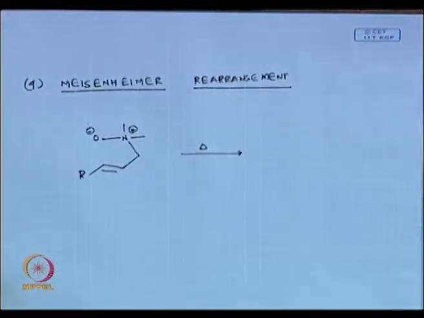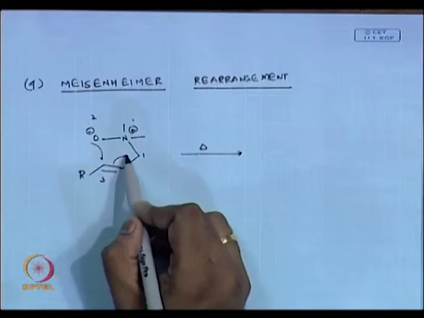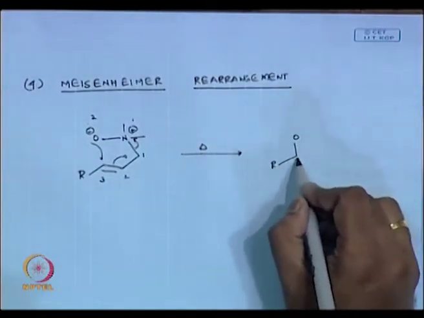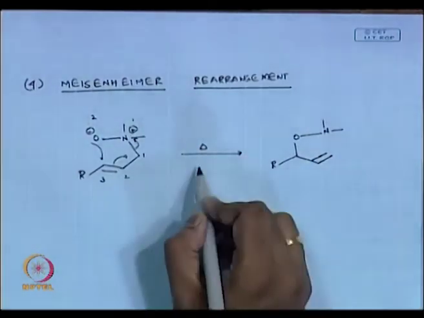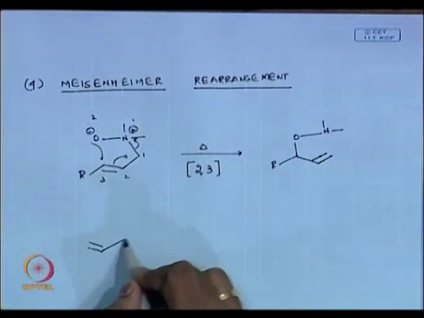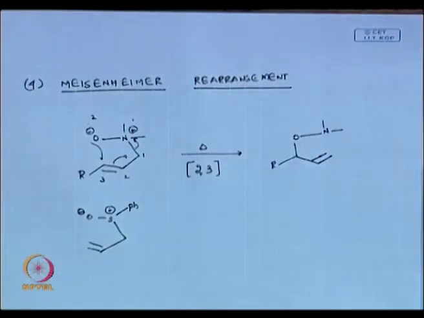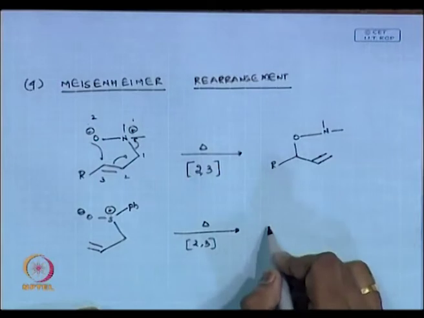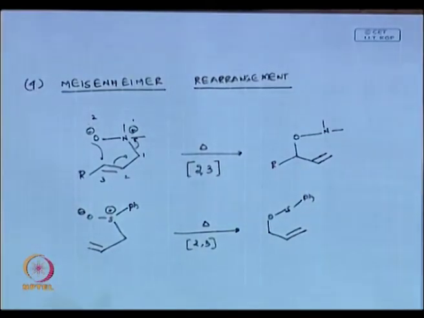If you number it, 1, 2, 1, 2, 3. Right. 2,3. Even the same reaction you can try with sulfur. This also you can try with sulfur. So, this is your Meisenheimer rearrangement.